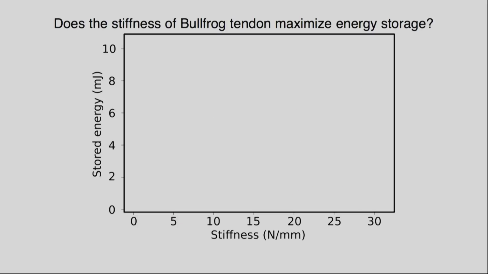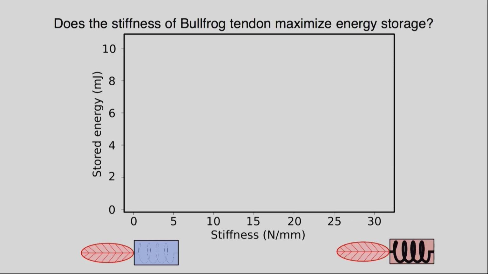So what did we actually see using the static model? On the y-axis here, we have energy. On the x-axis, we have stiffness. And again, as a reminder, systems over here have lower stiffness, systems over here have higher stiffness, and they're all connected to the same muscle. And another data point that we're going to add here is that the frog's actual measured tendon stiffness lies around 10 newtons per millimeter. So what we'd expect, if the stiffness of bullfrog tendon does maximize energy storage, is that we would see a peak right around 10 newtons per millimeter.